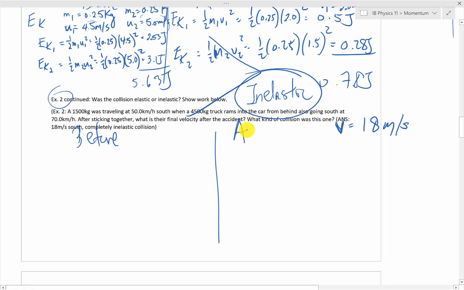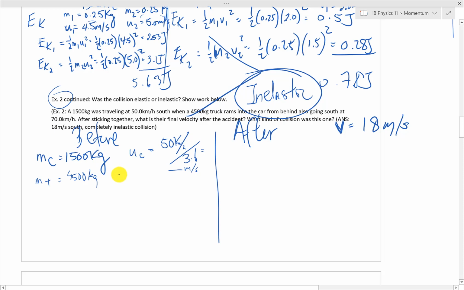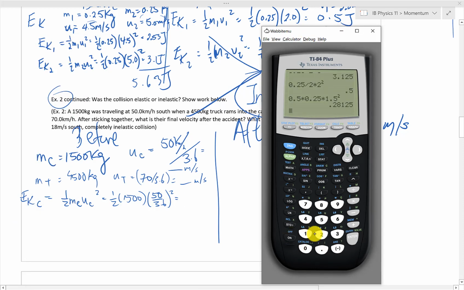So we're going to divide this into the before and after kinetic energies. To calculate the kinetic energies before, first we have the mass of the car as 1,500 kilograms. We have its initial velocity as 50 kilometers per hour. To convert to meters per second, we have to divide that by 3.6. And then for the truck, it is 4,500 kilograms and it has 70 kilometers per hour of speed divided by 3.6 gives us its meters per second.